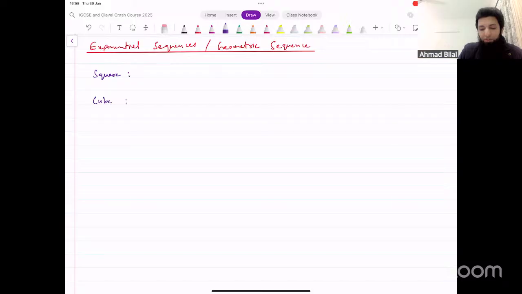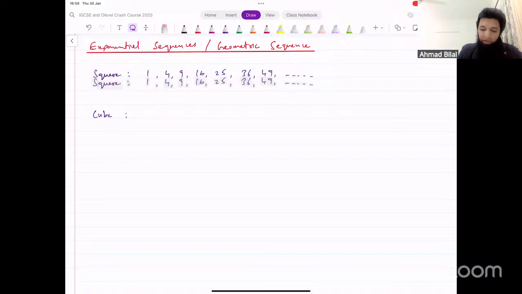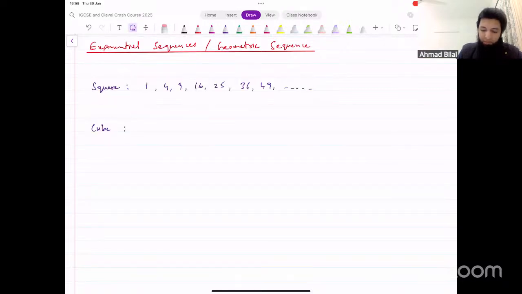So for squares, you should remember the perfect squares, right? 1, 4, 9, 16, 25, 36, 49, and so on. What's the nth term of the sequence? It's just n squared, right? So the first term is 1. So if I were to write down the values of n here, you can say n is 1 here, 2 here, 3 here, 4, 5, 6, 7. What if it was n? What would be the term? That will be n squared. So the nth term formula of the sequence is n squared.